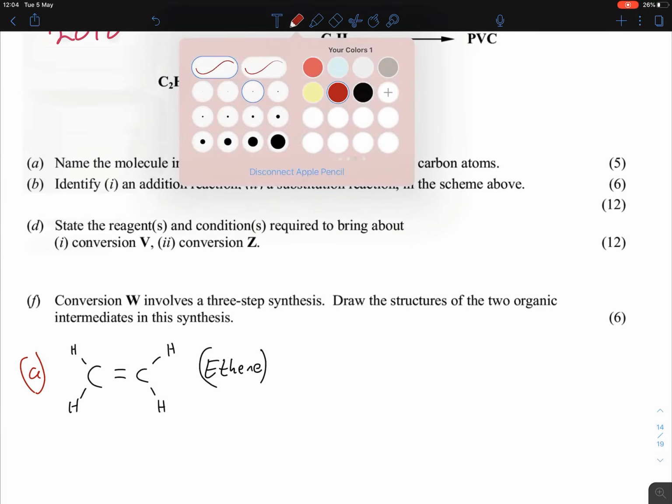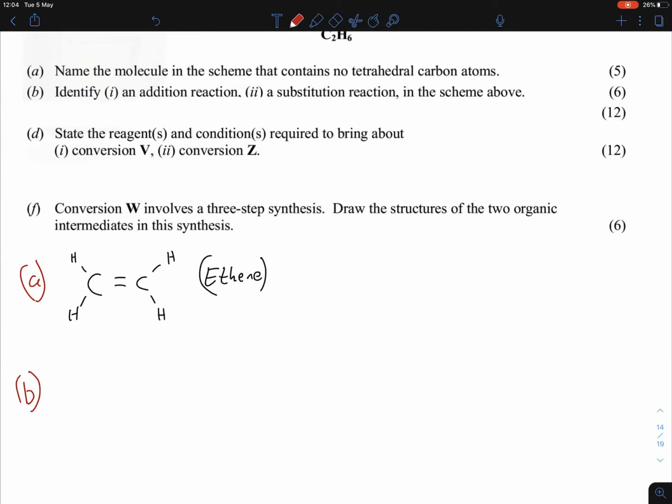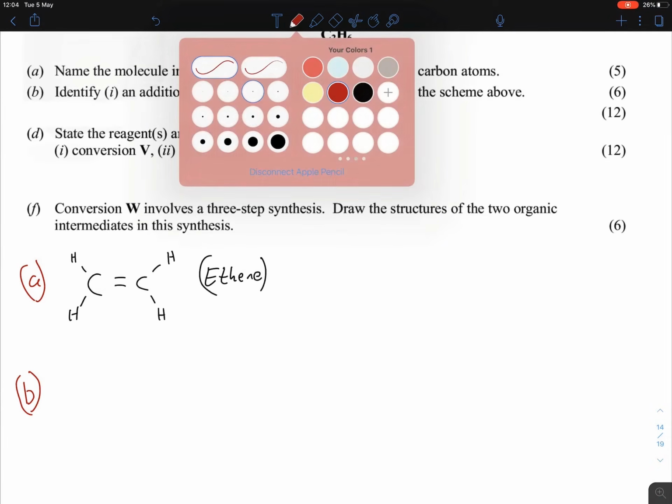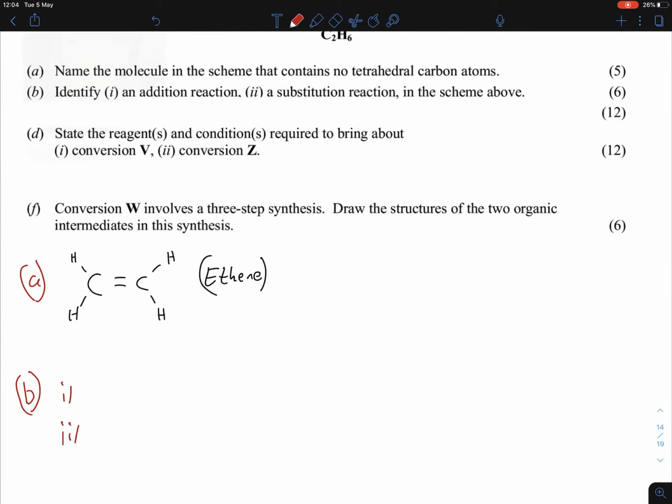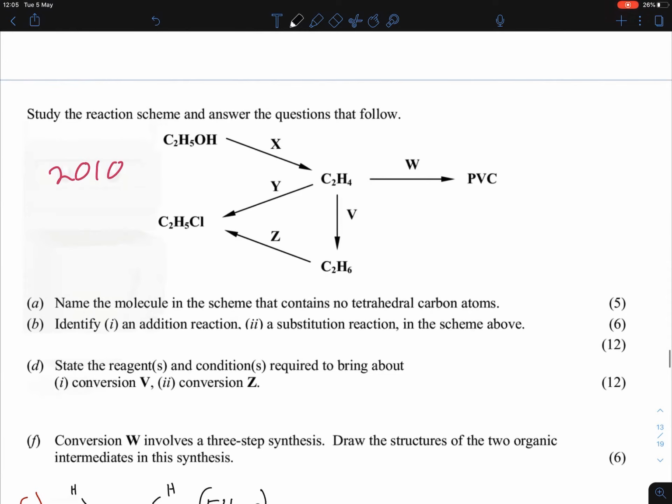Next, B. B is asking us to identify an addition reaction and a substitution reaction in the reaction above. I'm just going to write down I and II. I think I is addition, so I'll write down addition. And II is going to be substitution. So let's go back up here and have a look. X, Y, Z, or W has to be addition or substitution. One of them.